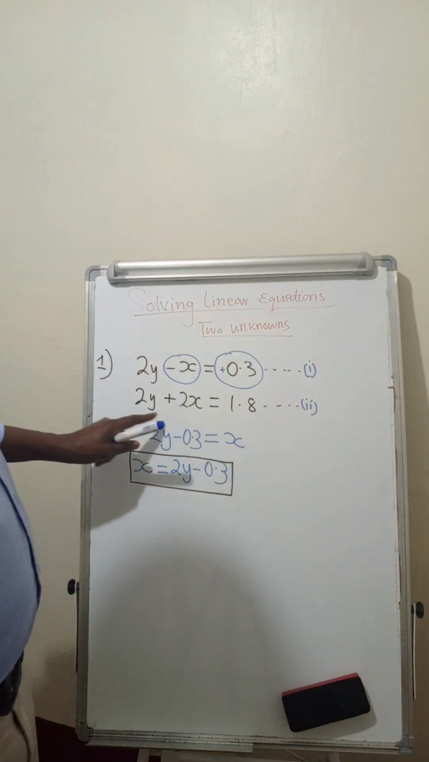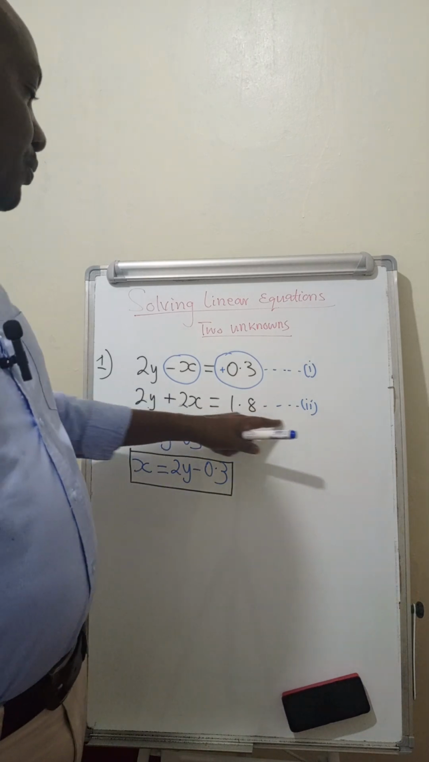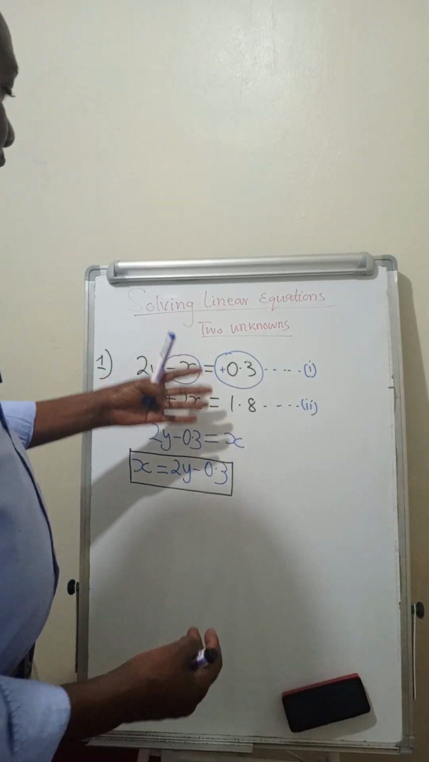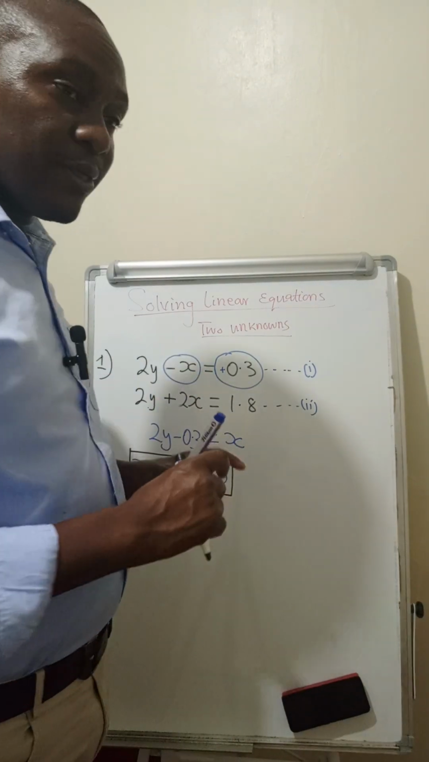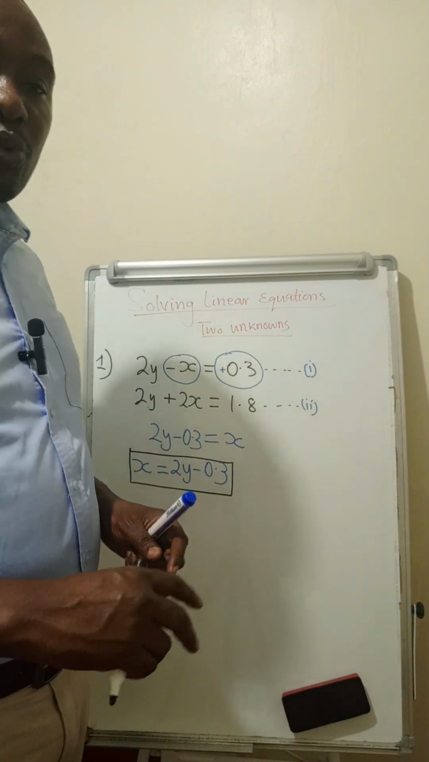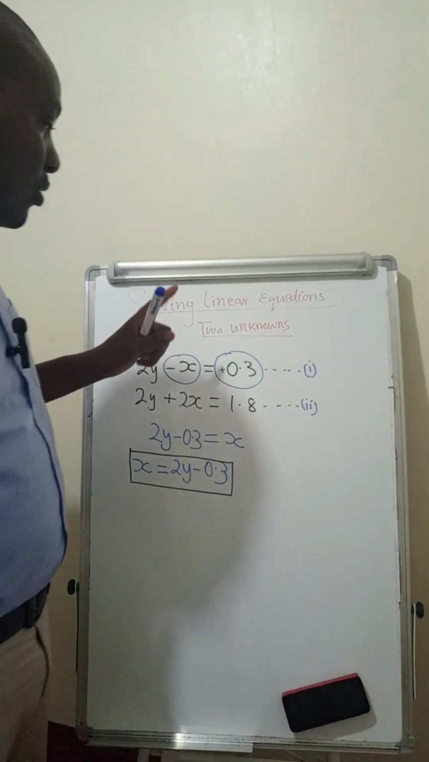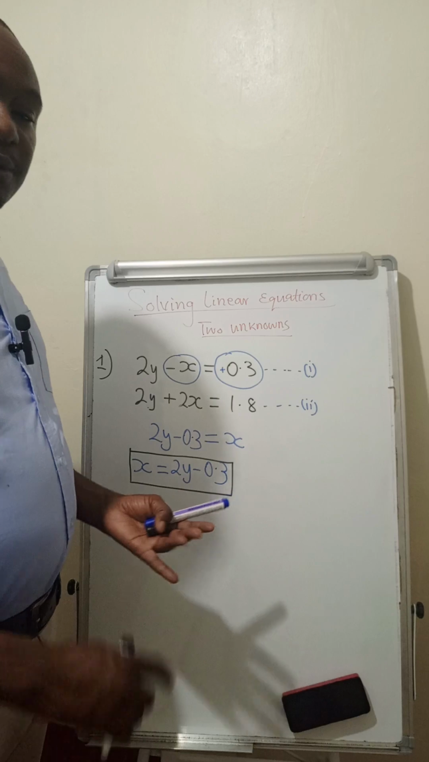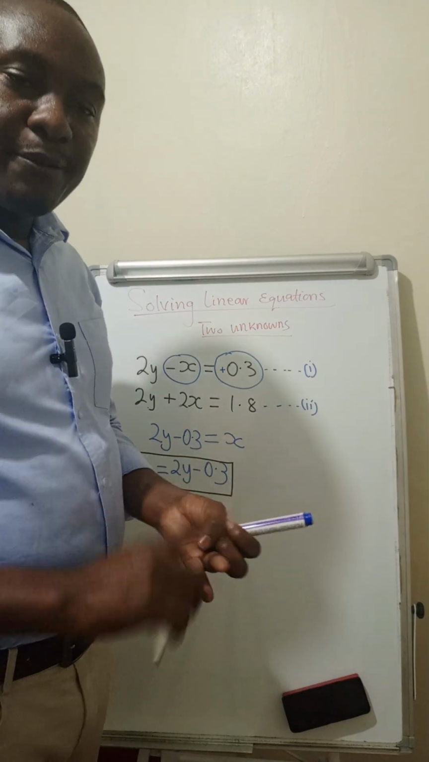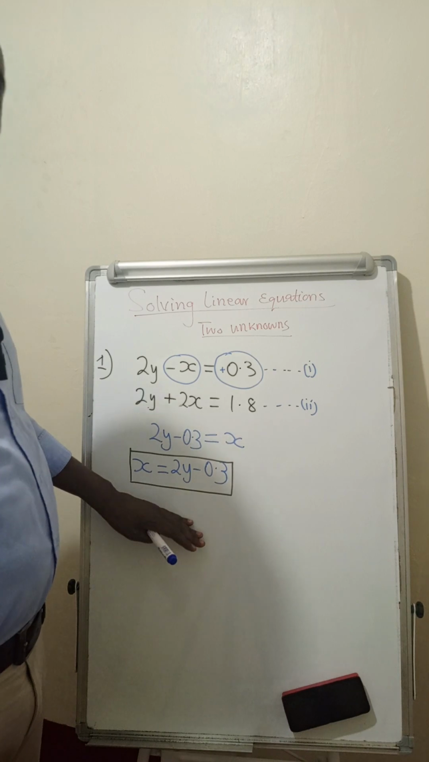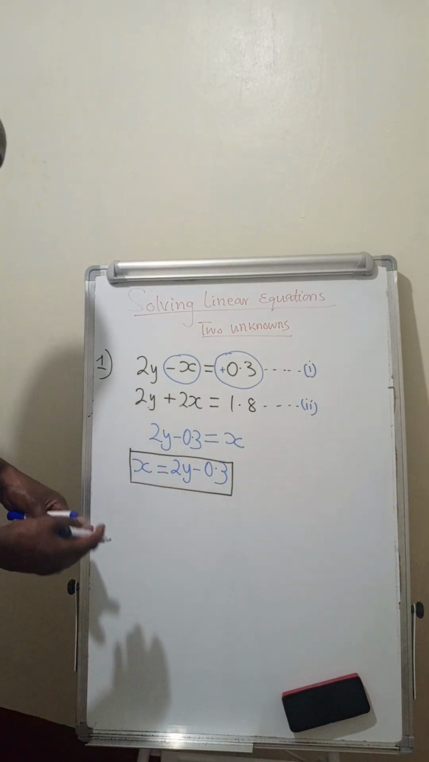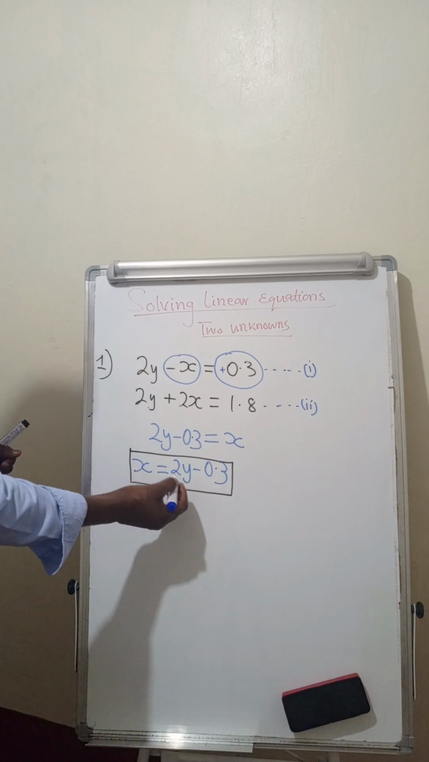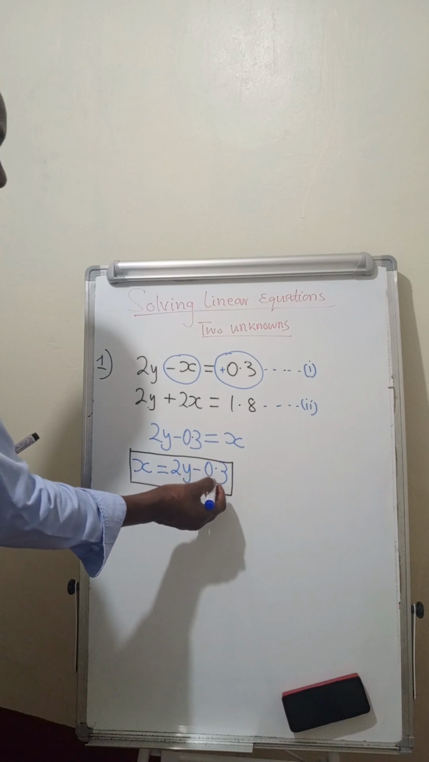Let's see. We want to now use equation 2. And the next step, step number 2, is substitution. Actually, remember, we are still using the first method. In the previous class, I told you we have two methods of solving this linear equation with two unknowns, the substitution method and the elimination method. So we are still working with the substitution method. We want to substitute. Where there is x, we shall replace it with 2y minus 0.3.